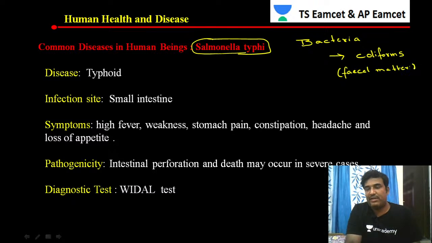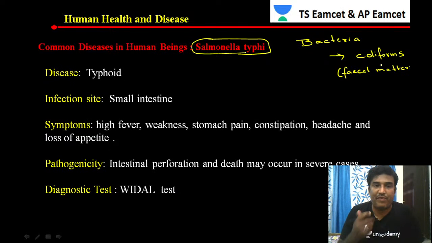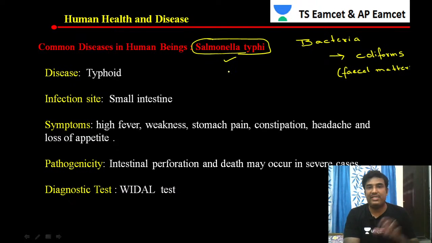So if a person consumes contaminated drinking water, where the drinking water is contaminated by fecal matter, then the Salmonella present in the fecal matter will cause the person to suffer with the disease called typhoid. So what is the disease caused by Salmonella typhi? The name of the disease is typhoid. So typhoid is the name of the disease that is caused by this particular Salmonella typhi.